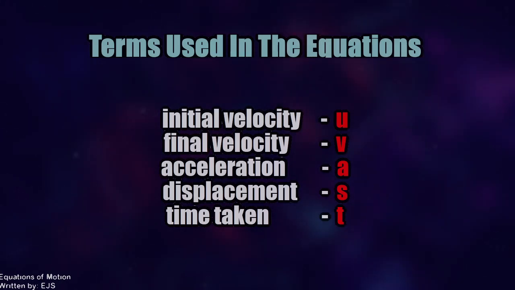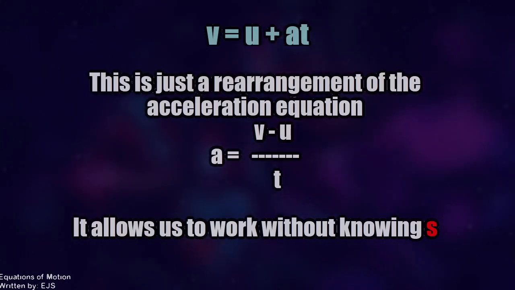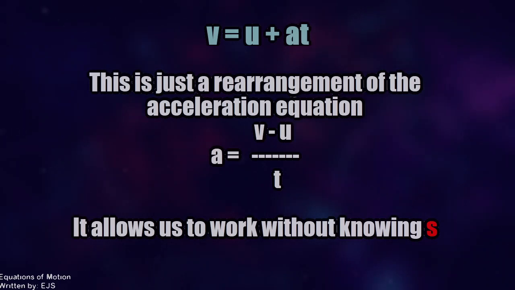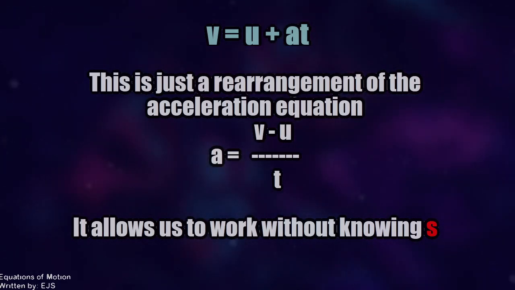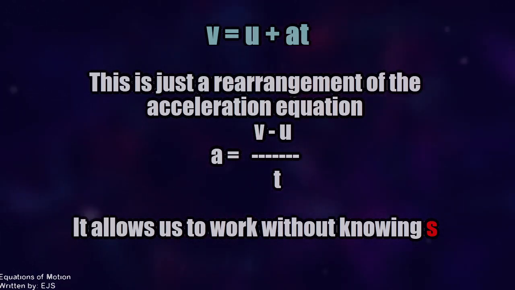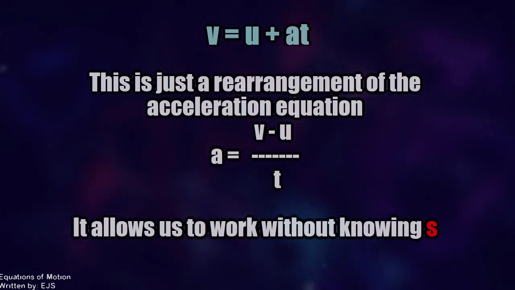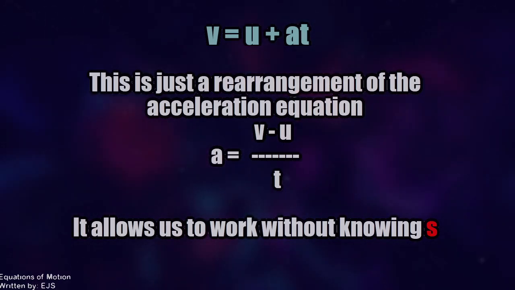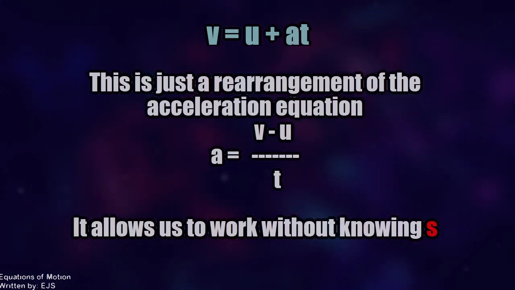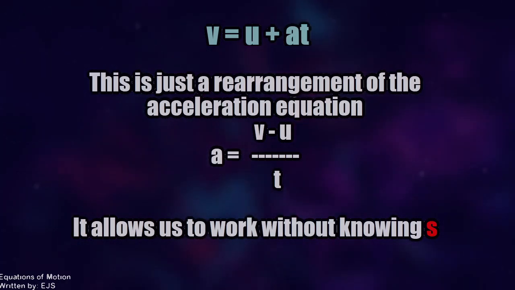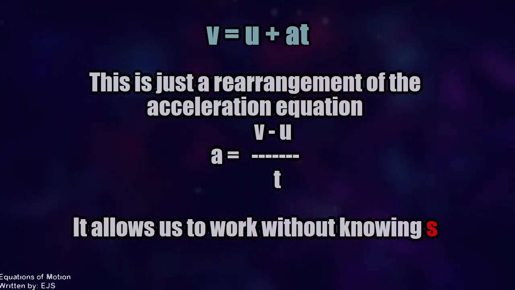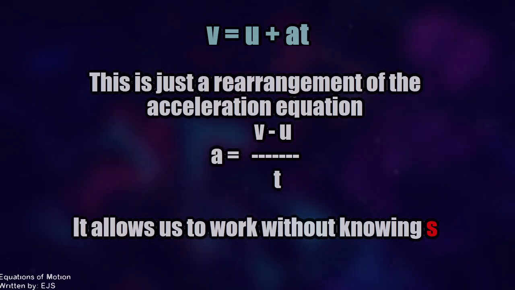So let's have a look at the four equations of motion then. v equals u plus at. So we have an equation for acceleration that says that a is v minus u over t. That's the change in velocity divided by how long that took. So this is just a rearrangement of that acceleration equation. Its purpose for us, from our point of view, is it allows us to work on those four things without needing to know the displacement s. So if you don't know the displacement and you're wanting to know one of these four things, v, u, a, or t, then this is the equation to be using.